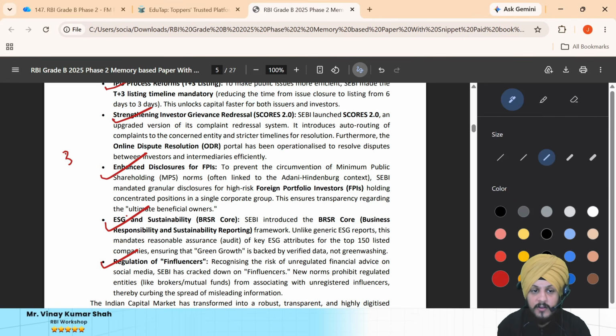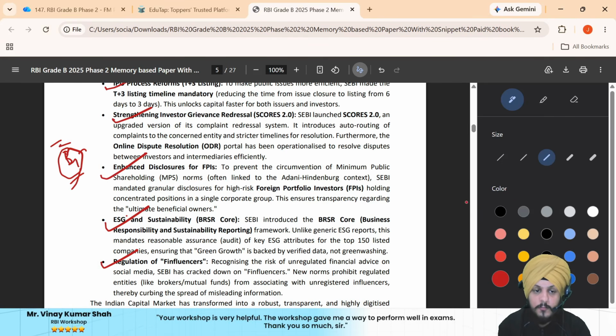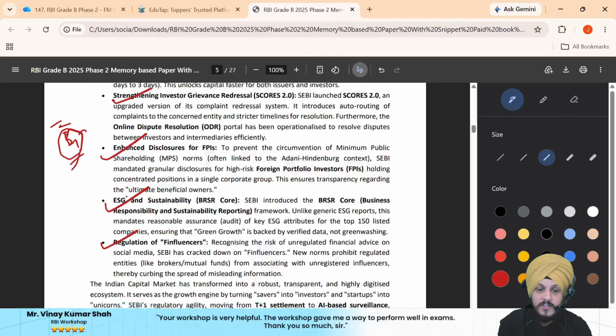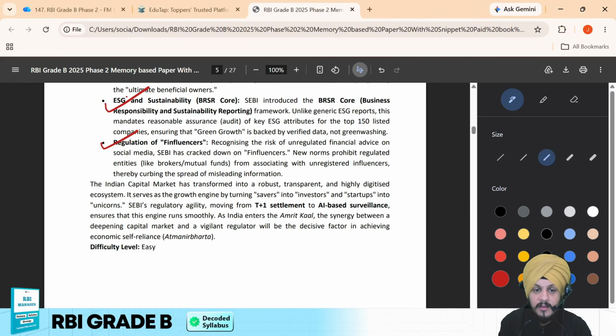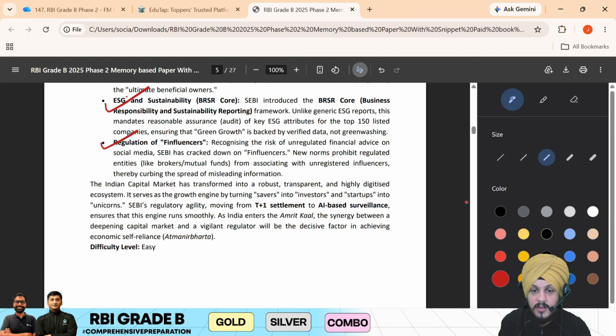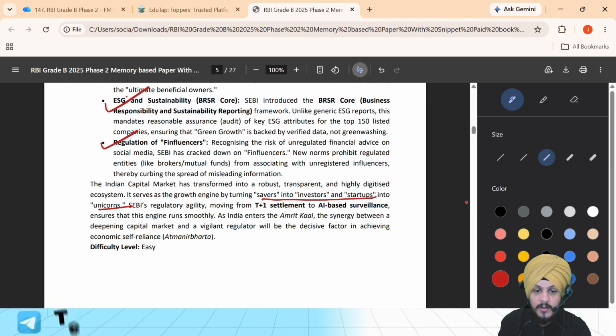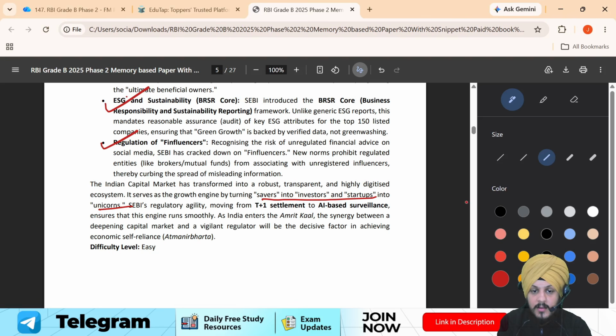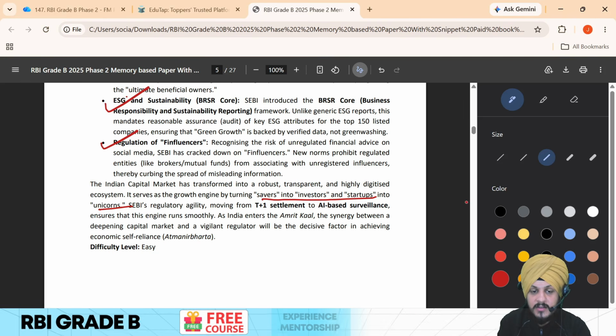Even if you would have written any 4 points, that would be sufficient, right? That could have been sufficient. Lastly, you can conclude that the Indian capital market has transformed into a robust, transparent, and highly digitalized ecosystem. It serves as the growth engine by turning savers into investors and startups into unicorns. And SEBI's regulatory agility, moving from T+1 settlement to AI based surveillance, ensures that this engine runs smoothly.